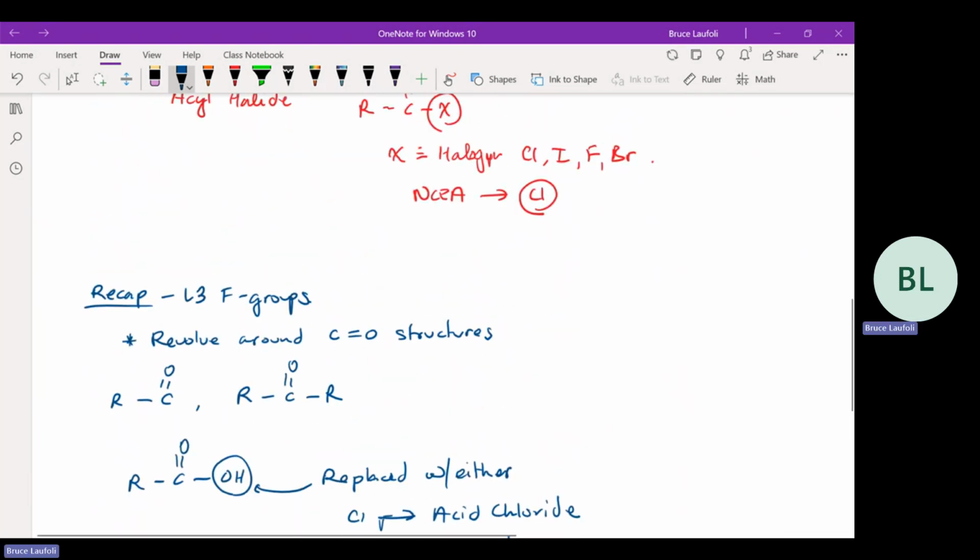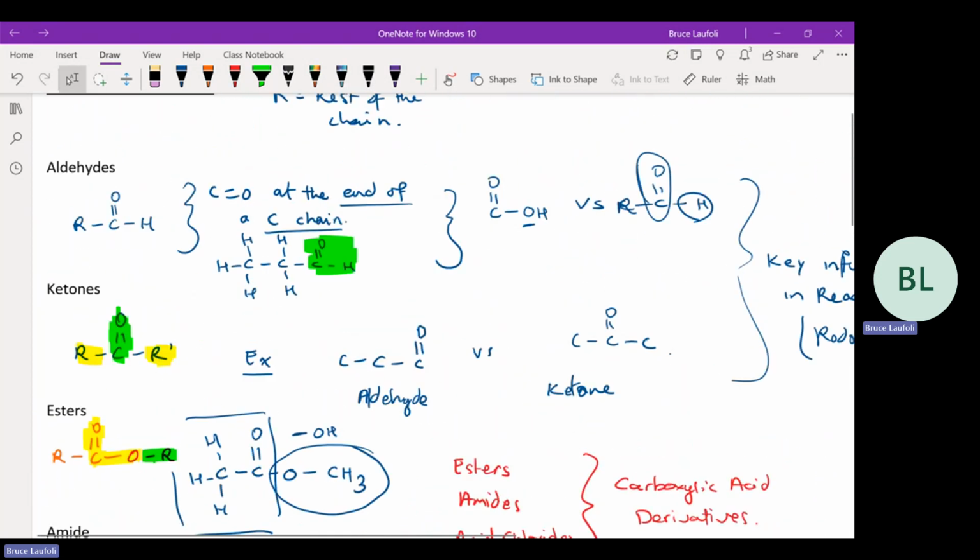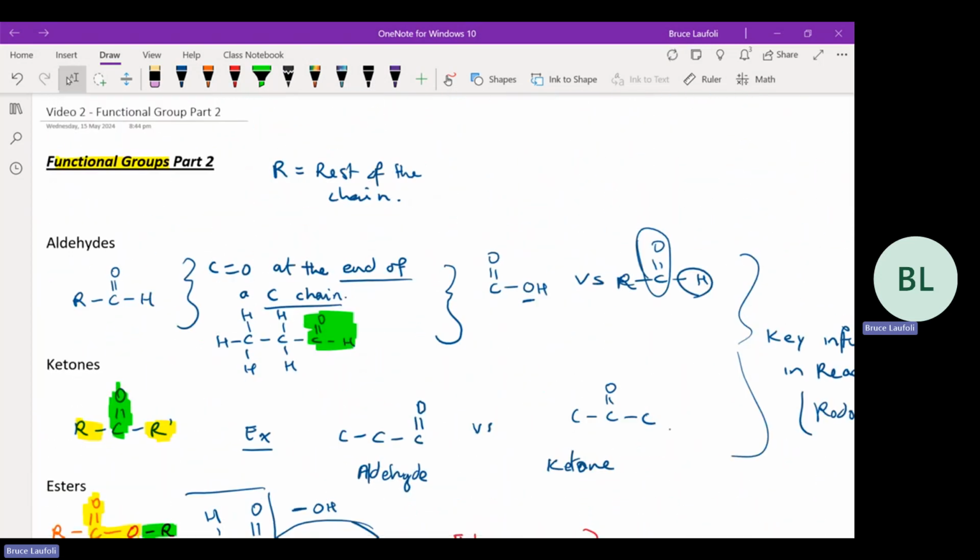Okay, so that's a real quick demonstration of each of the functional groups in level 3, and I hope that it helped. I think the next video we will work on recognizing functional groups within specific examples.